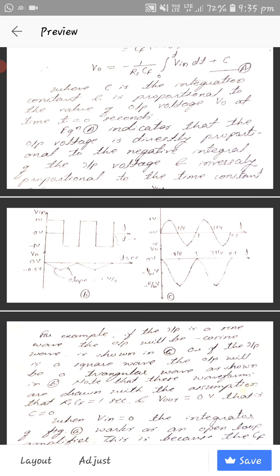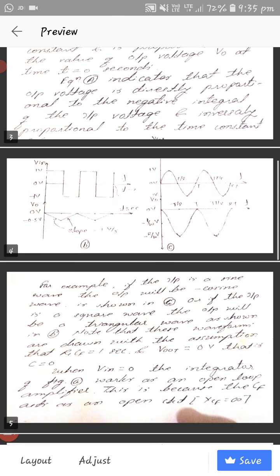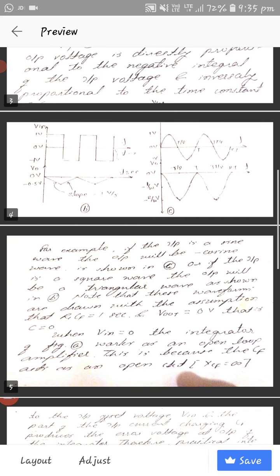Okay, that means in this equation the output voltage is directly proportional to the negative integral of the input voltage, and inversely proportional to the time constant. Time constant t is equal to 0. Okay, here figure B and C.